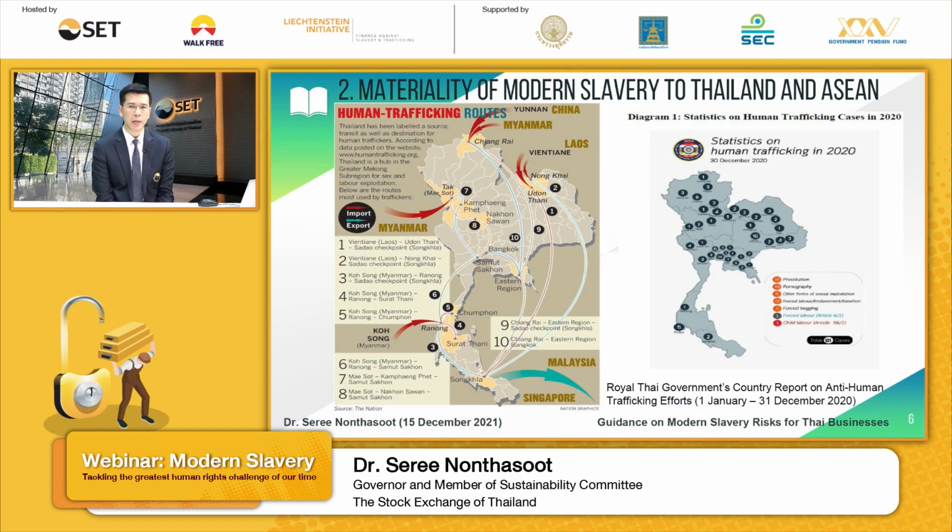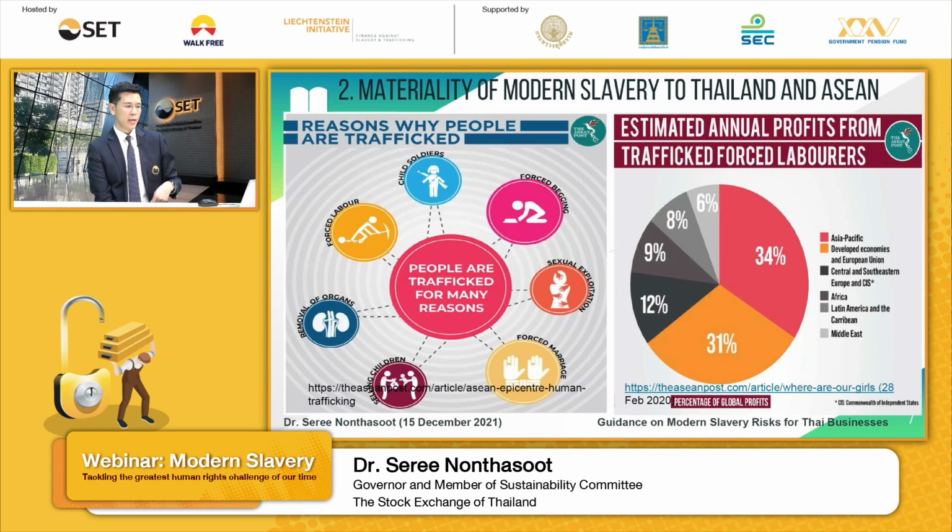In terms of human trafficking, we can see that given the geography of Thailand, we are in a transit location and we are geographically vulnerable to human trafficking. We also have the mapping provided by the government of where the human trafficking actions took place. And this is important not only for Thailand, but human trafficking is an international crime, and it also takes place quite a lot in Southeast Asia as well.